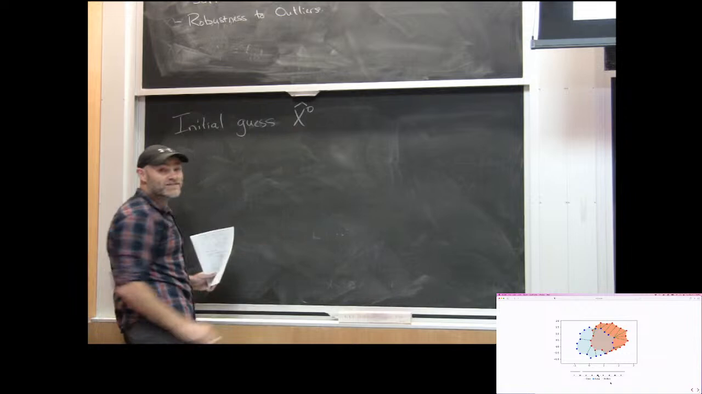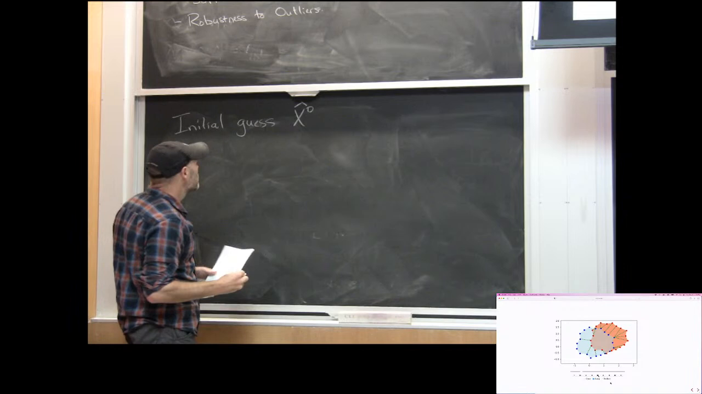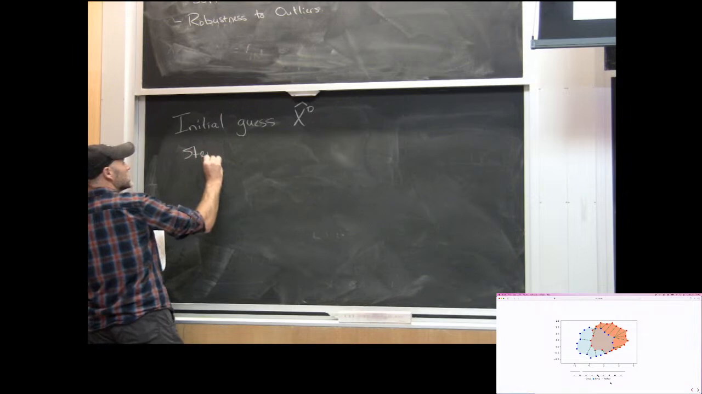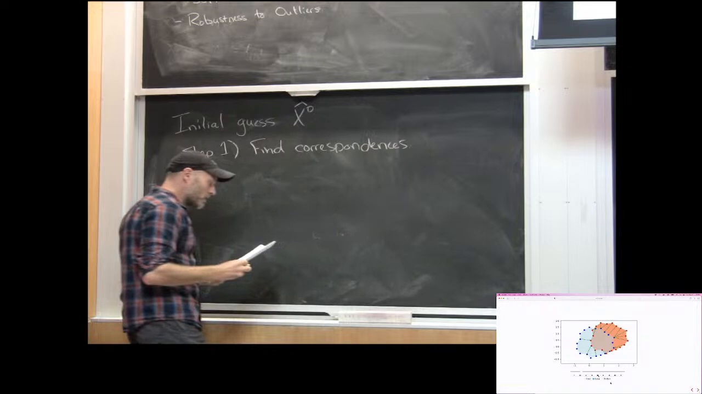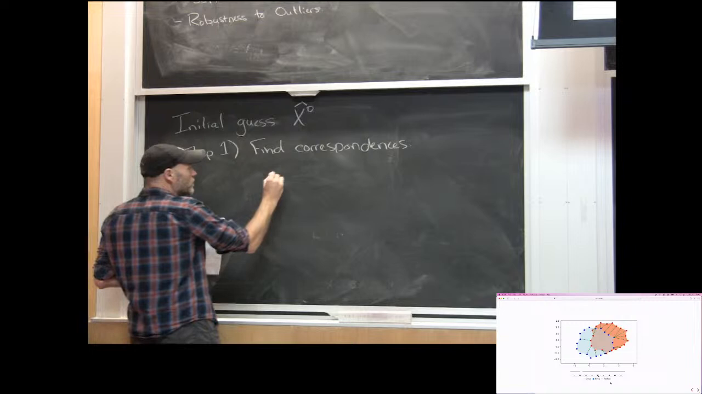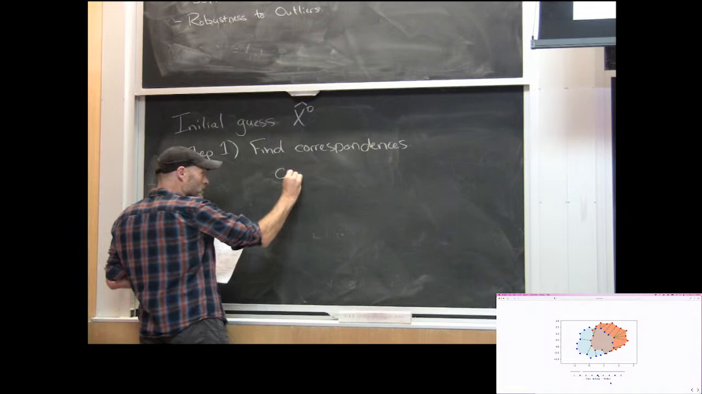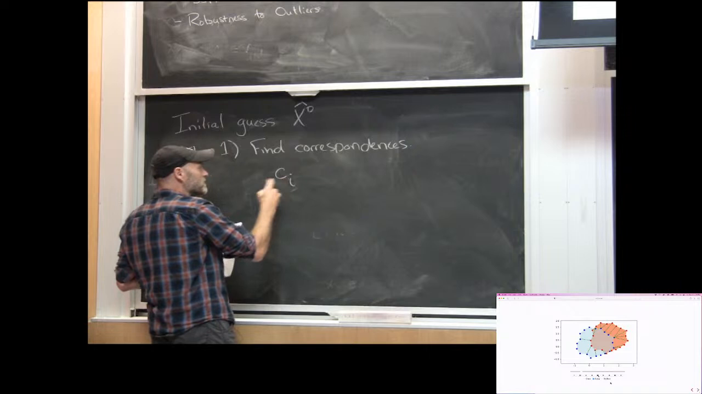Okay. So given this, I want to find correspondences. So step one, and I'm going to write the correspondences in a correspondence vector. Okay, so let's just write it like this. I'll call it the vector c here, where I'll say c_i, the ith element of this vector c.